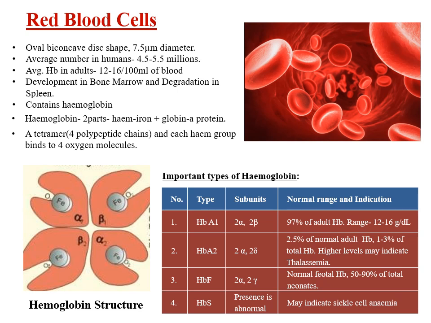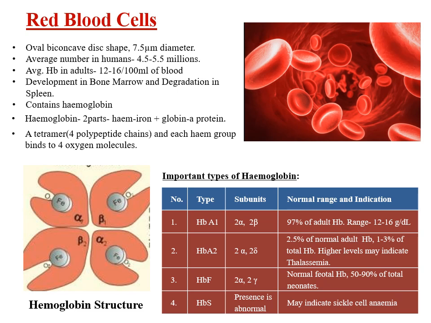Let us discuss the types of hemoglobin. There are mainly four types of hemoglobin. You can see in the table: hemoglobin A1, hemoglobin A2, hemoglobin F, and hemoglobin S. What do they denote? Hemoglobin A1 is found in 97% of adults. It has two subunits, two alpha chains and two beta chains. Their range is from 12 to 16 grams per deciliter of blood.